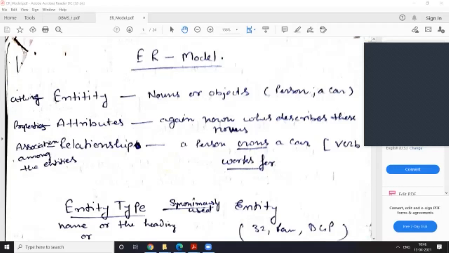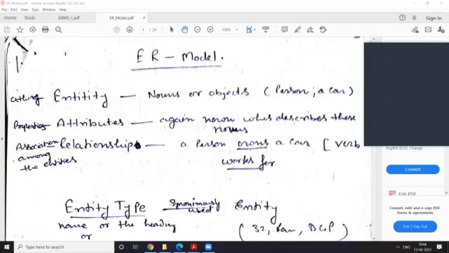What is a relationship? A relationship is nothing but the association among the entities. Like if I say a person owns a car, a person is an entity set, and car is another entity set. The owns relationship is associating this person to a car. So this is the way to identify the various entities, the descriptive properties as attributes, and the association among those entities as the relationship.